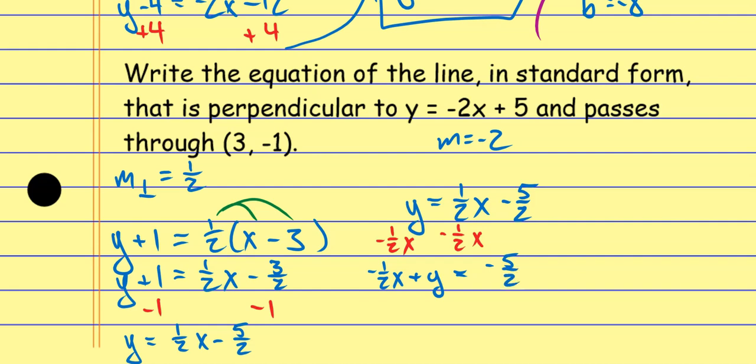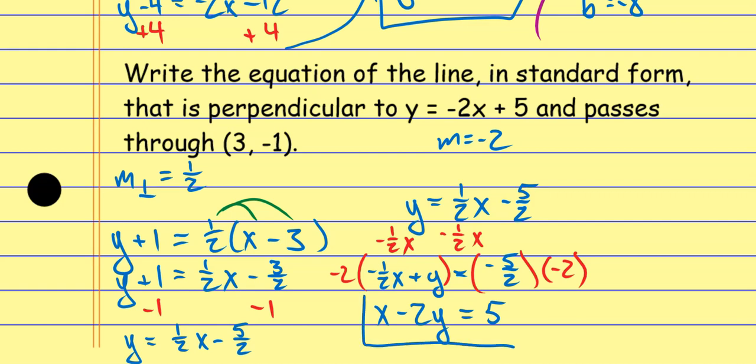And remember, with standard form, we have these little stipulations: you can't have a negative to start for the a value, and you can't have any fractions. So I'm going to get rid of that fraction by multiplying by 2, and I'm going to make it positive by multiplying by a -2. Okay? So remember, standard form has some little nuances we have to watch out for. So here, that's x minus 2y equals +5. And that is standard form.